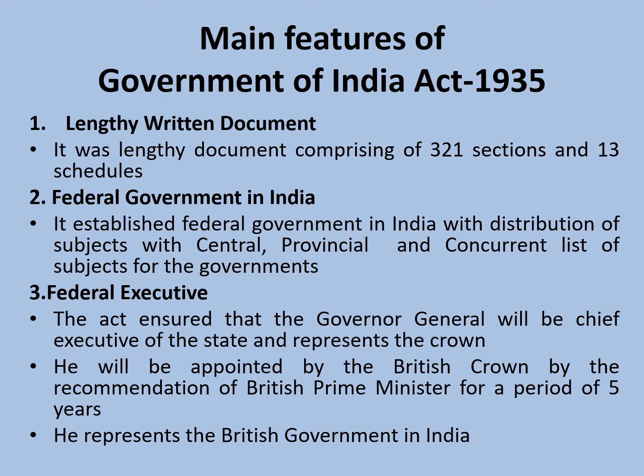Third one, the establishment of federal executive. The act provided to have a Governor General for India, where he will be the supreme person in the state of India, and he will be appointed under the Crown, and he will be associated with the Prime Minister and Council of Ministers for a period of 5 years. So this followed the British pattern, but the executive will represent the British government in India.